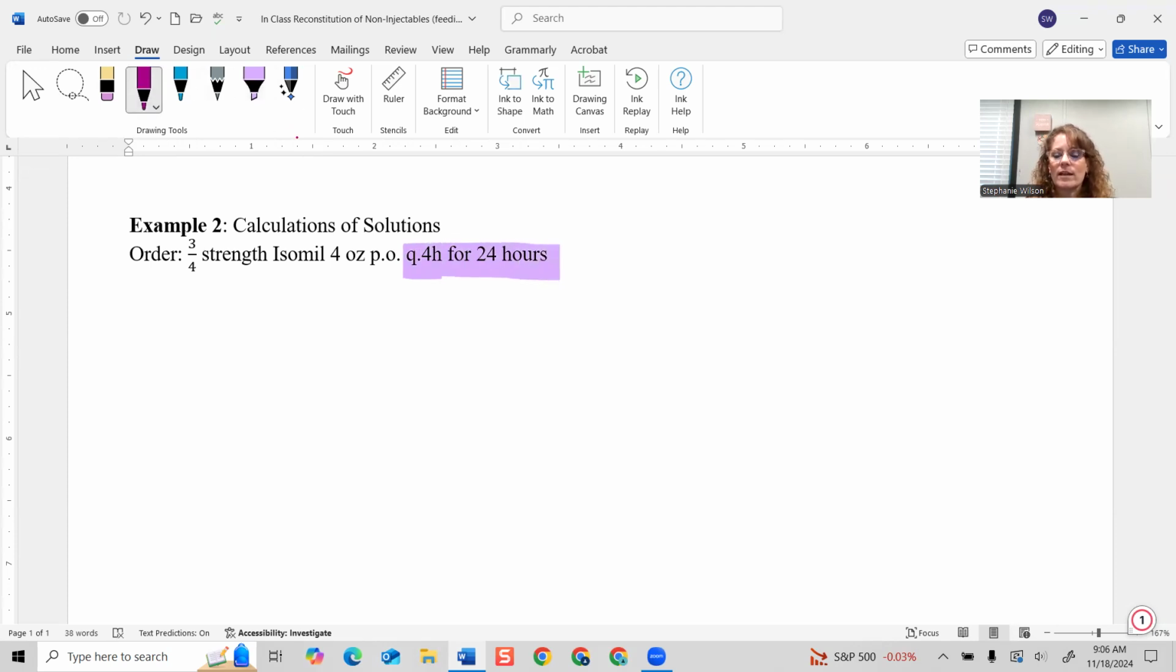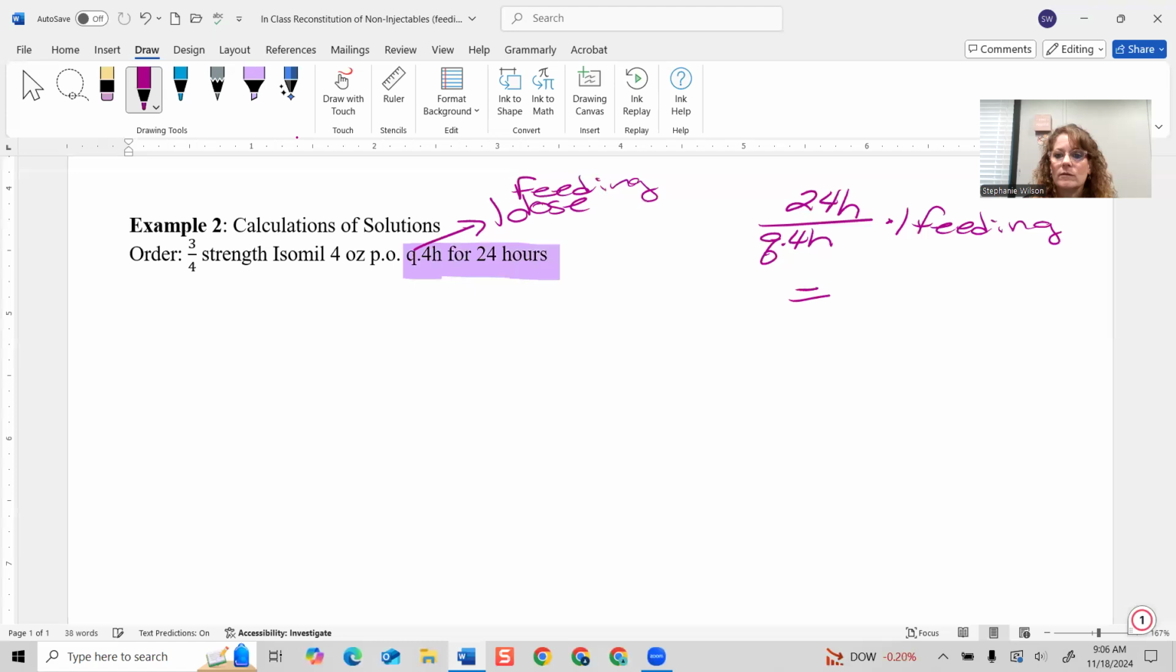So over here on the side, I would go, okay, 24 hours divided by every 4 hours, because this is every 4 hours, we're going to give 1 dose, or you can call it feeding, times 1 feeding. Well, 4 goes into 24 6 times. 6 times 1 is 6, so it's 6 feedings here. Okay, so I need this.